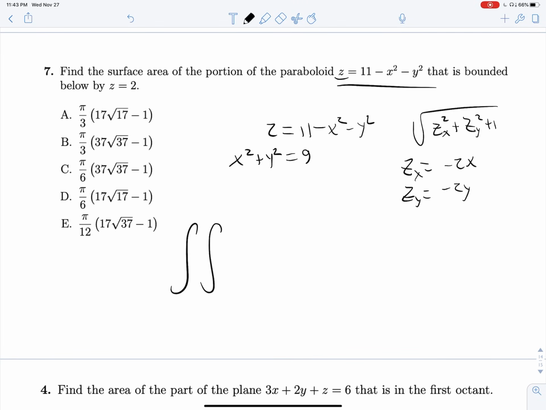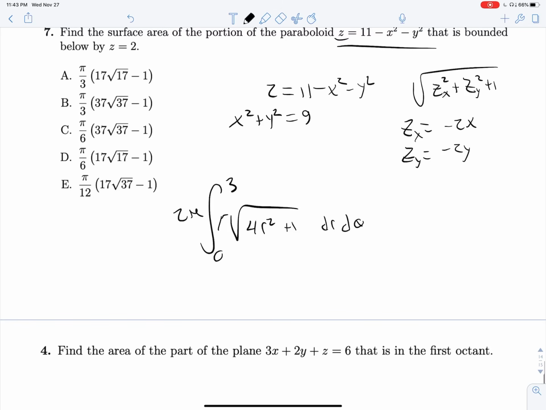So setting up our integral, we know that we want to go from 0 to 2 pi on theta and 0 to 3 on r, r dr d theta, where we have root, well, this is going to be zx squared, which is 4x squared plus 4y squared plus 1, where this can all be replaced with 4r squared, and then our r can head out here, where we're more used to seeing it.